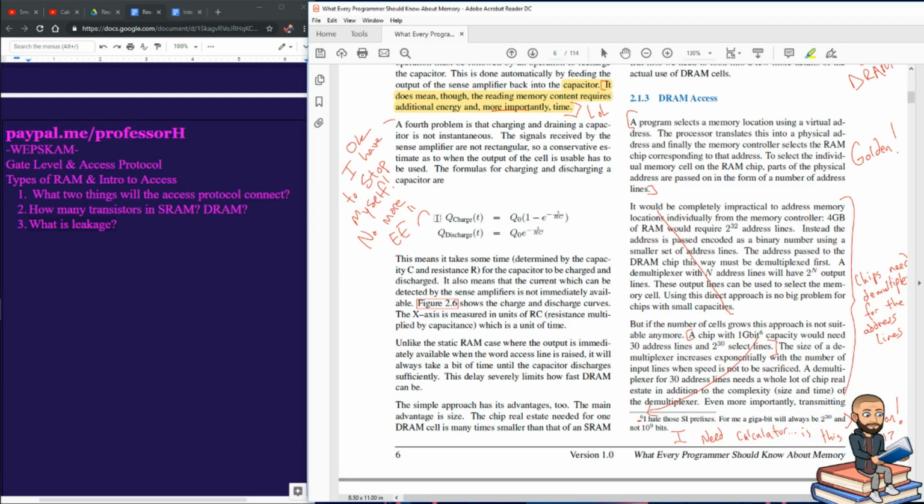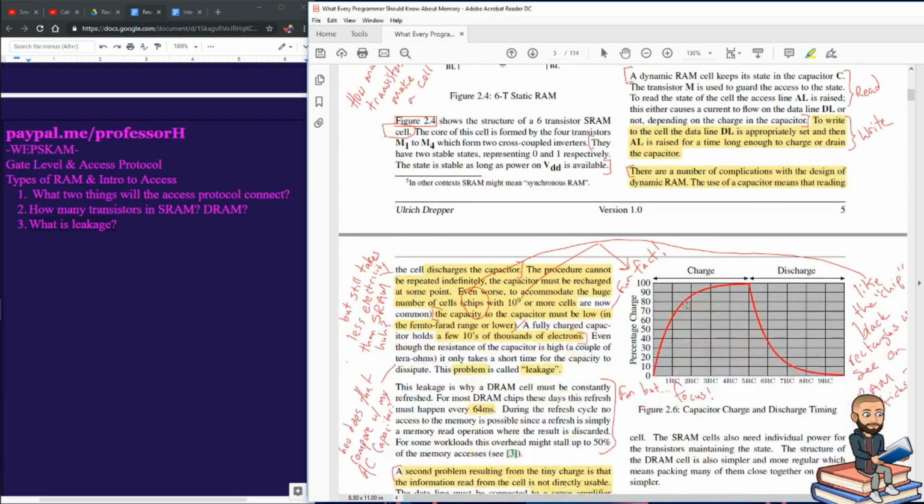The refresh is happening automatically, and this is time and energy. Now it's tough for me to not dive into the electrical engineering, which is not my specialty. I'm trying to focus on the programmer take here. So they're describing figure 2.6. Let's just go up there.